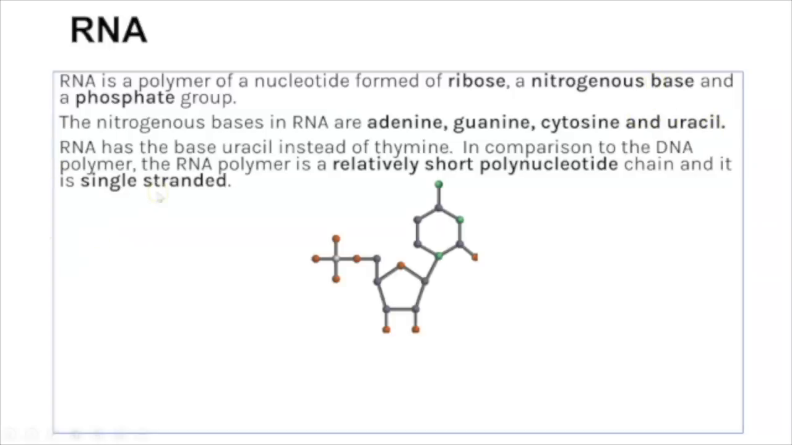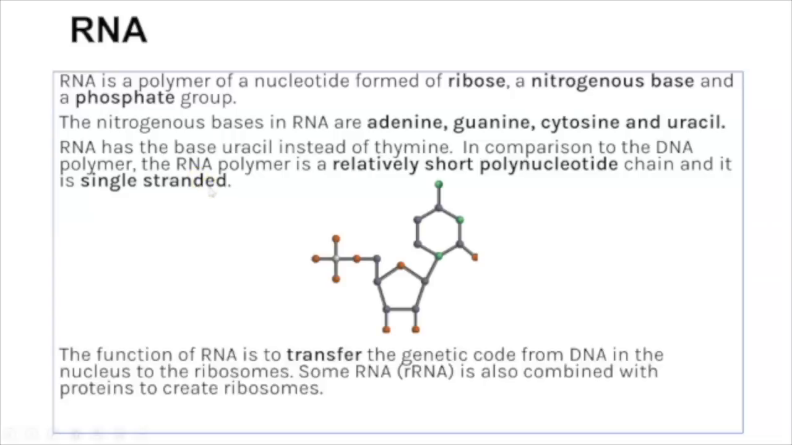Now, RNA, in terms of the polymer, is much shorter than the DNA polymer, and that's because mRNA is only a copy of one gene, whereas DNA is all of the genes, and also tRNA is relatively short also. And all of the polymers are single-stranded for RNA.